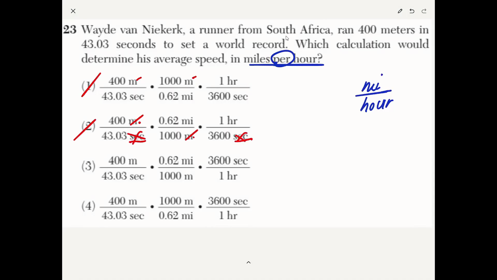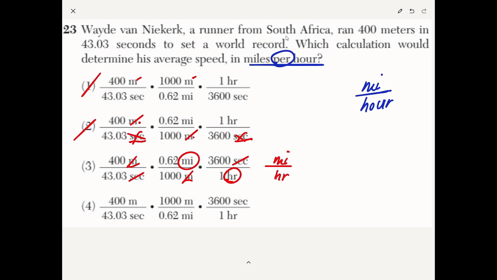So we have meters on the top in this term, and we have meters on the bottom on this one. So we can cancel those out. We have seconds on the bottom on that first term, and we have seconds on the top. So we can cancel those out. And now look at what we have left. We have miles, MI on top, and we have hours on the bottom. So that is our answer.